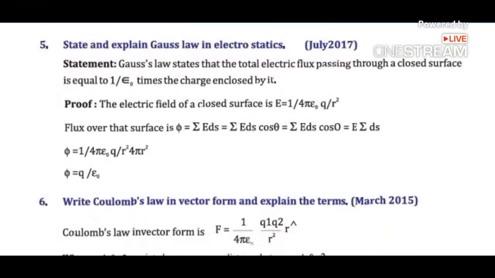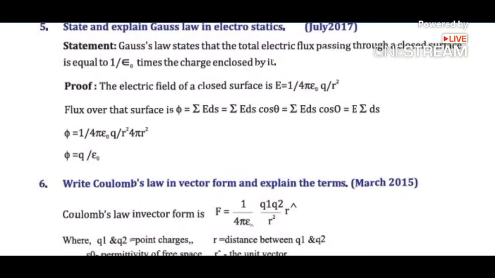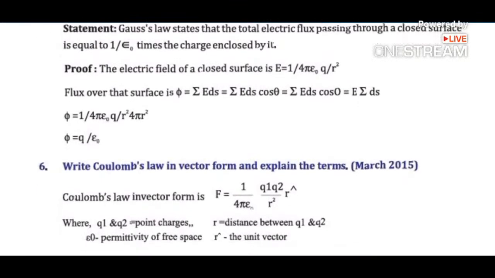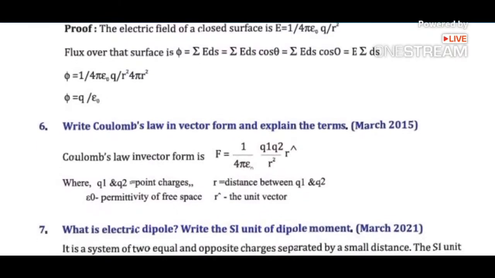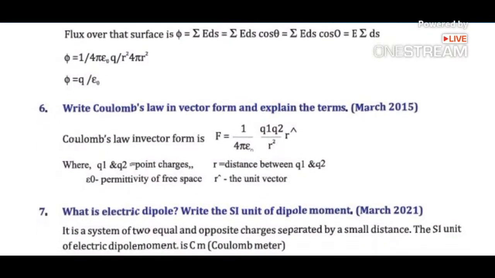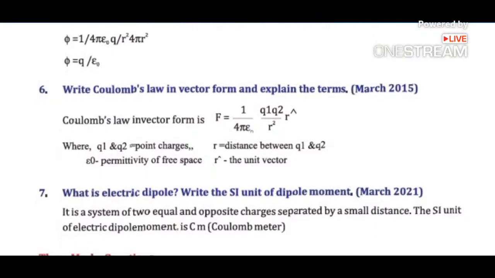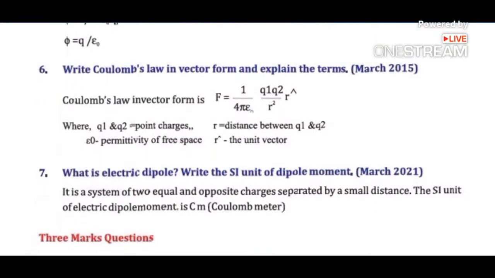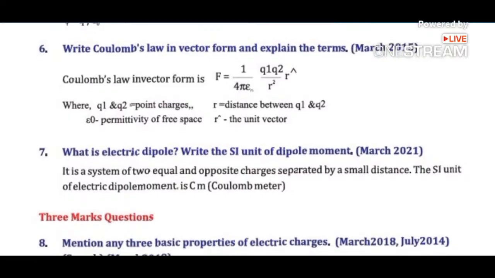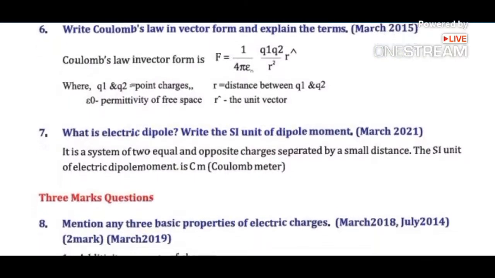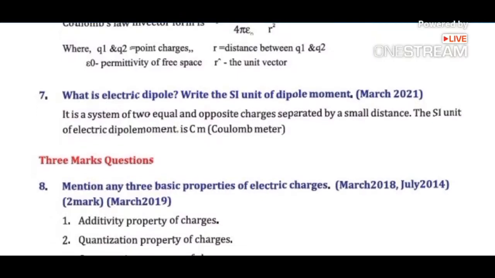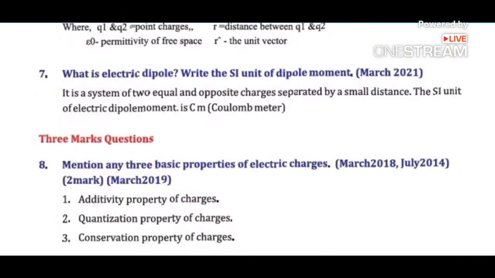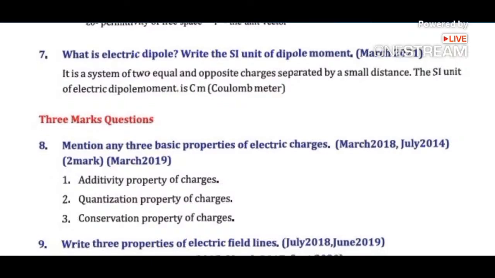Question 6. Write Coulomb's law in vector form and explain the terms. Answer. To be written with the vector equation, F12 = (1/4πε0)(q1 q2/r²) r̂, and explain terms like F, q1, q2, r, ε0, r̂. Question 7. What is electric dipole? Write the SI unit of dipole moment. Answer. It is a system of two equal and opposite charges separated by a small distance. The SI unit of electric dipole moment is C·m, Coulomb meter.